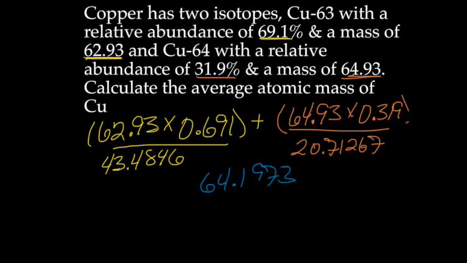And when I added them together, I got 64.1973. And let's look at our sig figs. We have 3, 4, 3, 4. So it looks like we're going to have 3 sig figs. So we'll end up with 64.2 AMU.